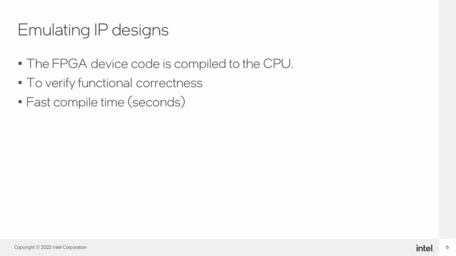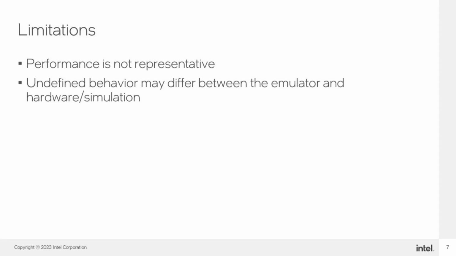To emulate an IP, the FPGA device code is compiled and executed on CPU. The FPGA emulator is the fastest method to verify the functional correctness of your code. It only takes seconds to compile, unlike compiling to hardware. The performance of emulation is not representative. The FPGA emulator's timing behavior is uncorrelated to that of the physical FPGA hardware.